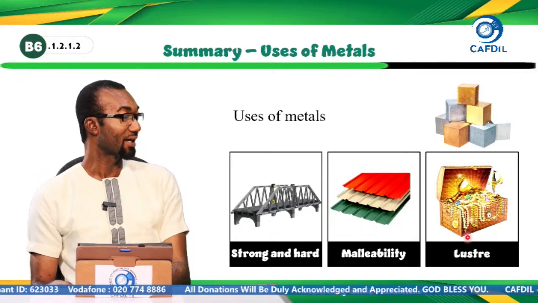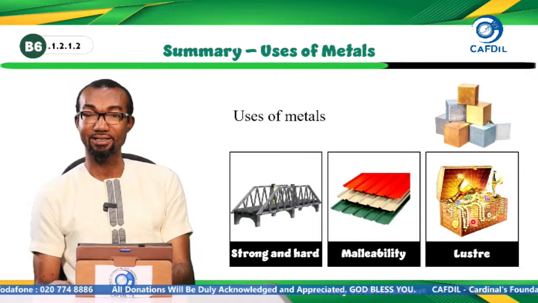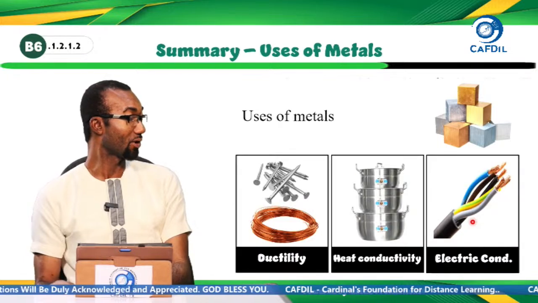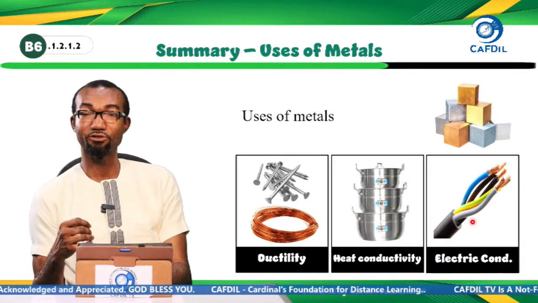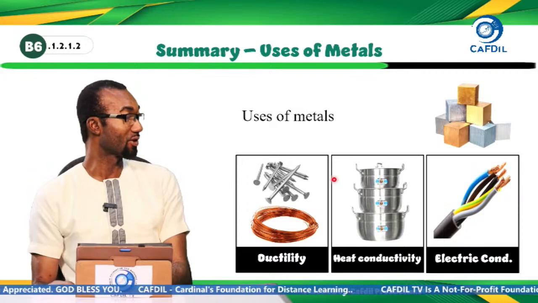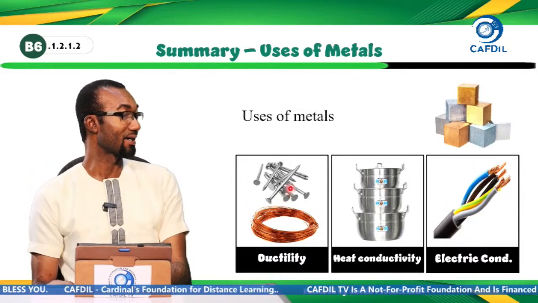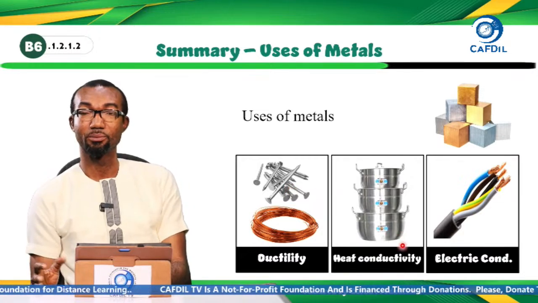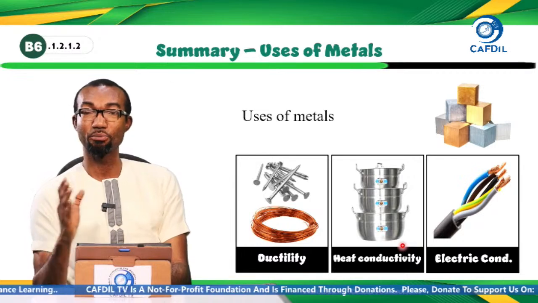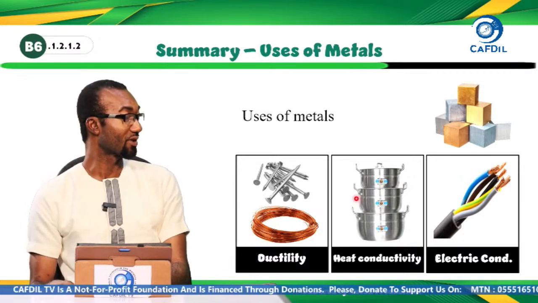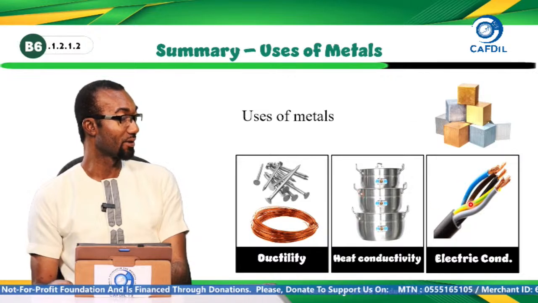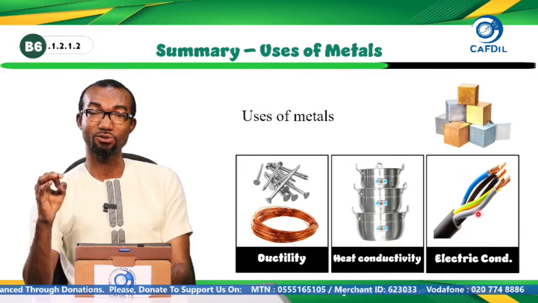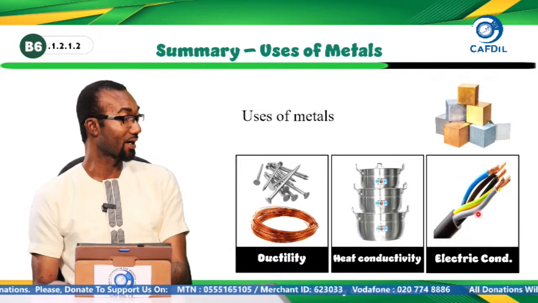And metals that are shiny, that is the luster property of metals, help us to make trophies, coins, and the rest. We also looked at ductility, the ability of metals to be shaped into wires. And because of that, we can get electric wires, nails, as well as rings. We looked at heat conductivity, metals that, when heat passes through, do not melt or burn. Because of that, we can use them to make utensils. We also have electrical conductivity, the ability of electrical current to pass through some metals, which helps us to get electrical cables.